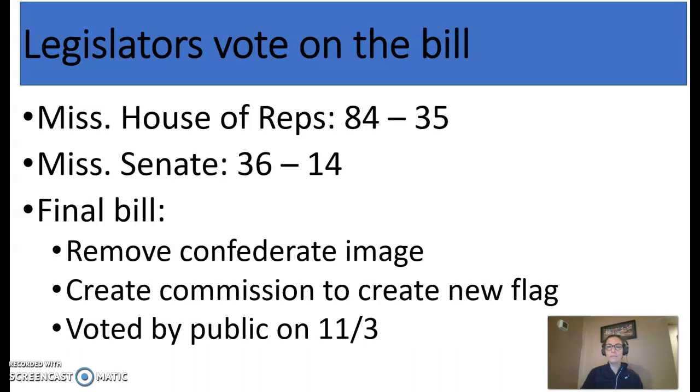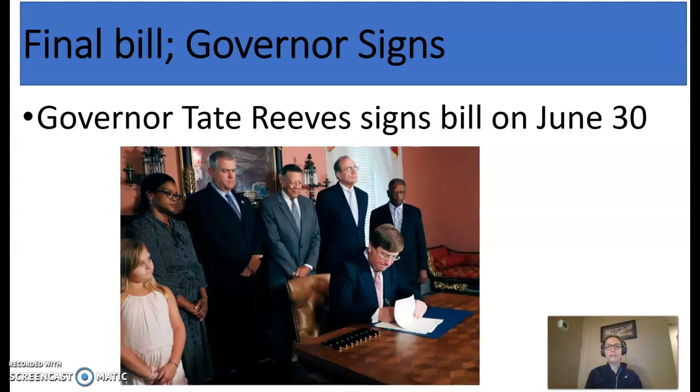So what happened with the Mississippi flag? Well, the final bill went to the governor, Governor Tate Reeves, and here's an image. He signed the bill into law on June 3rd. As I mentioned, this just happened this past summer, so all very quickly. So what happened this summer is we had an amendment to a Mississippi state law. And that is how a bill becomes a law.